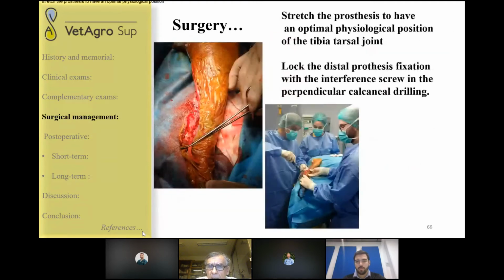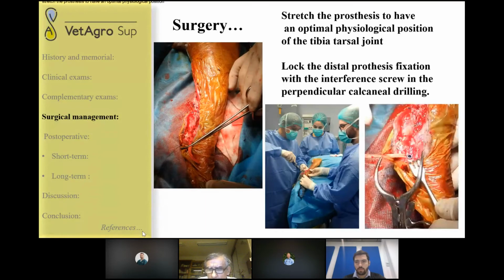So we finished the suture, and we decide to fix the extremity of the ligament. We put the leg in the right position. The tibio-tarsal joint was at 160 degrees. The same for the knee. And we pull out the prosthesis and stretch enough to have the good tension, and we lock the distal prosthesis with the interference screw. Next slide, please.